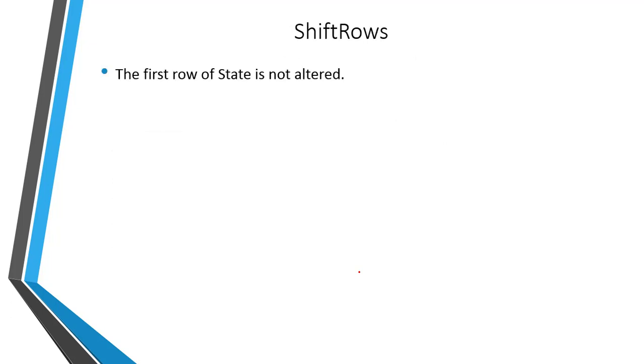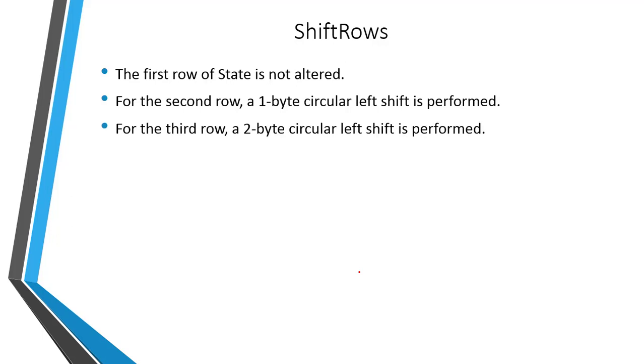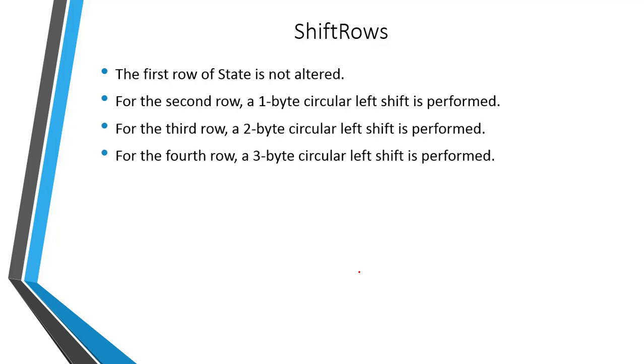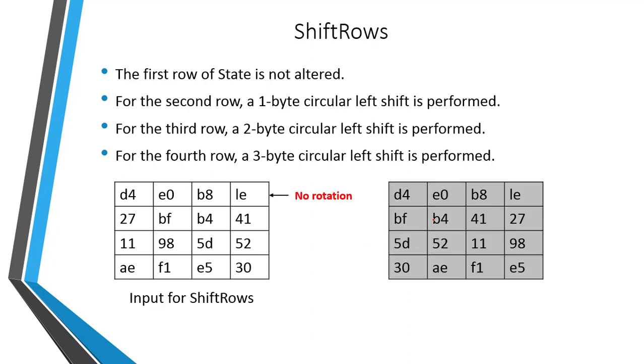Next is shift rows. In the shift rows operation, the first row of the state is not altered. For the second row, a 1 byte circular left shift is performed. For the third row, a 2 byte circular left shift is performed. For the fourth row, a 3 byte circular left shift is performed. So consider one example here. For the first row, the state is not altered. So this is the input and this is the output. The output of the first row is the same as the input.